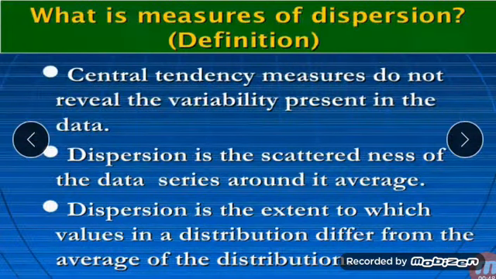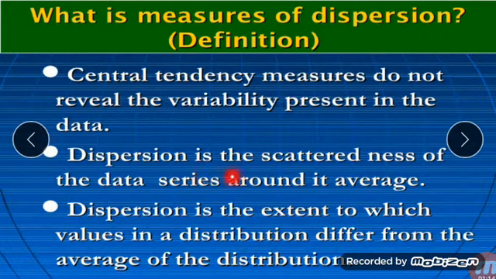In the previous classes, we learned about the measures of central tendency. Measures of central tendency are the techniques by which we can calculate a specific value around which the majority of observations tend to concentrate. But the central tendency measures do not reveal the variations present in data. For knowing the variations or dispersion, we have to calculate measures of dispersion.